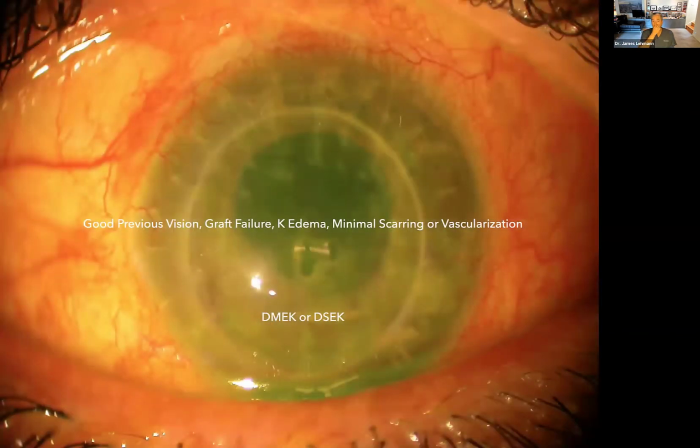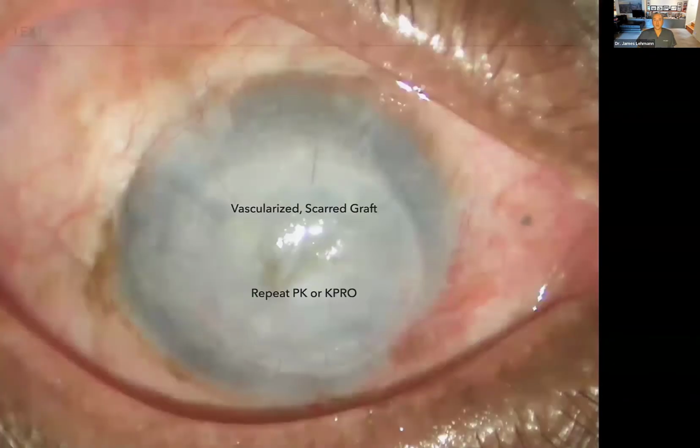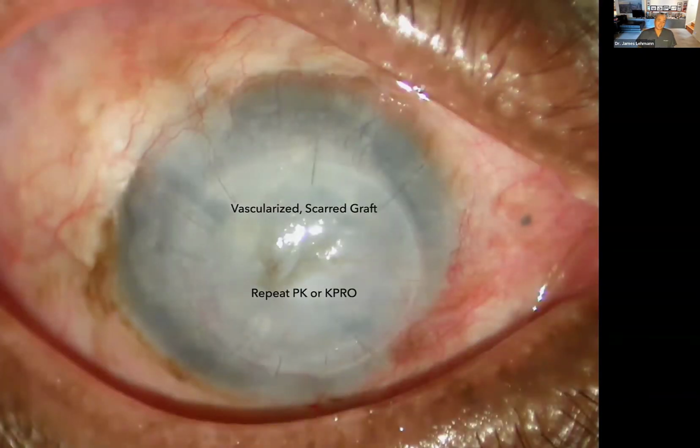So here's a situation. You can see a bulla centrally here. You see the eye is inflamed, with moderate vascularization, but not encroaching completely on the graft. So this patient had good previous vision. They just basically have graft failure. So in this situation, an endothelial keratoplasty is indicated, in my opinion. Whereas in this one, look at that. That's a vascularized scarred graft. If you fix the endothelium on this, it's not going to make a difference. In fact, you couldn't even see to do it if you wanted to.